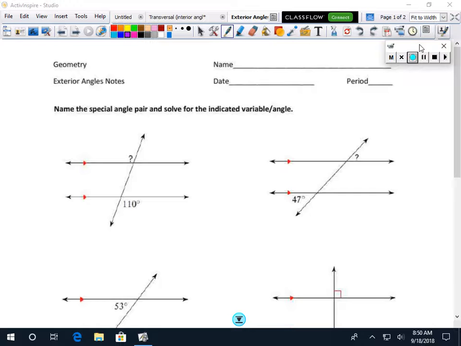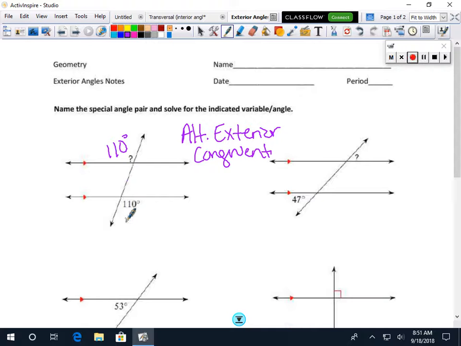So let's go through these examples. Looking at the first one here, the question mark and 110. These are going to be alternate exterior angles, and we know that alternate exterior angles are congruent. So the question mark would be 110 degrees because they're going to be the same. Same thing on this next example here. These are also alternate exterior angles, and so they are congruent. So the question mark would be 47 degrees.